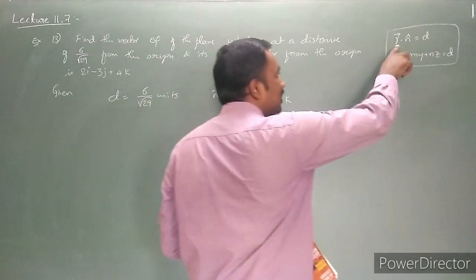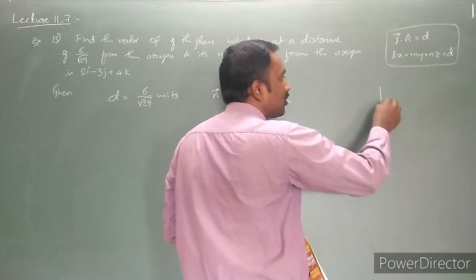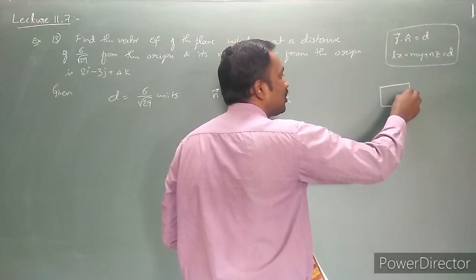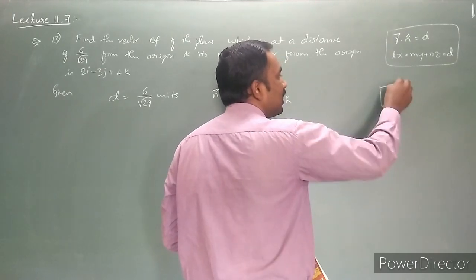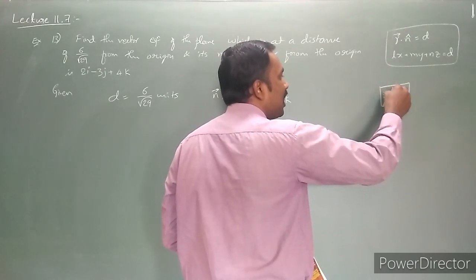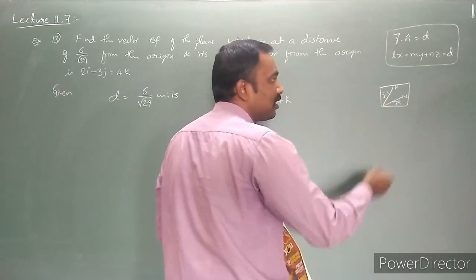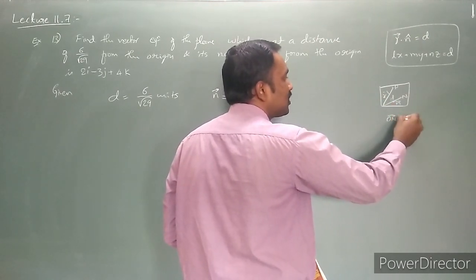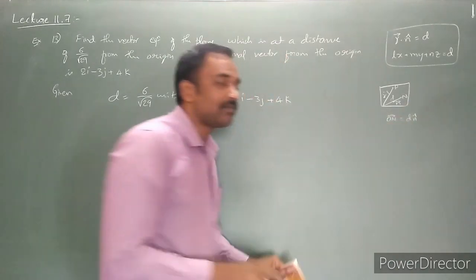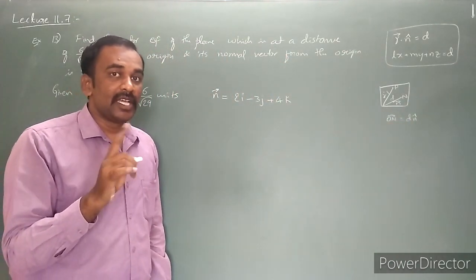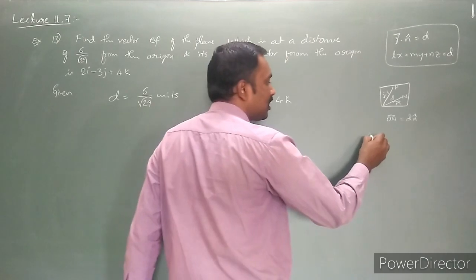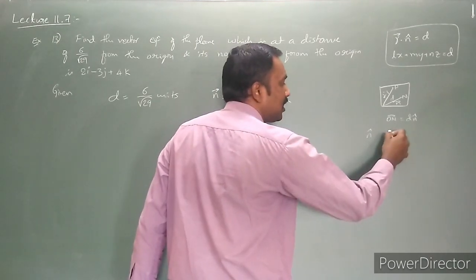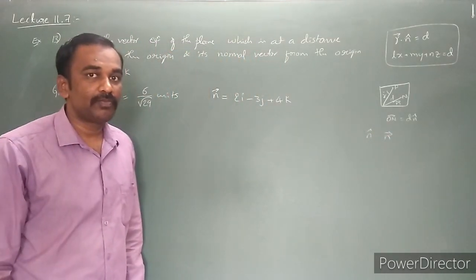What does r denote? Suppose this is the plane, this is the normal n from the origin, and this is the point, this is the vector r, and this is the vector n. So ON is written as d into n cap. Make the difference: n cap is a unit vector, n is the vector. Are you clear?